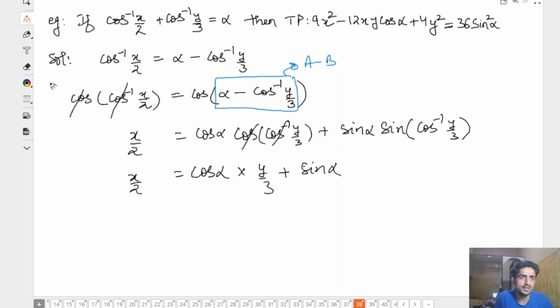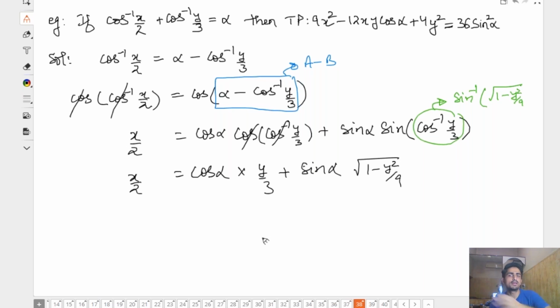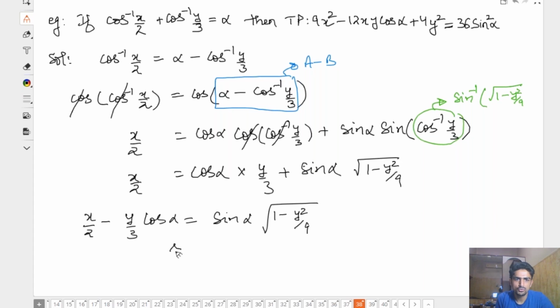Here we know we cannot cancel, but I suppose we can change it. Sine inverse root of 1 minus y square by 9. So here also it gets cancelled and we get root 1 minus y square by 9. Inverse is finished. Your 99% of job is done. Only one thing is left, you don't want square root. So bring everything on the other side and square both sides. Now just square the sides and you will get the desired thing. Squaring, whatever you get, that is what you required.